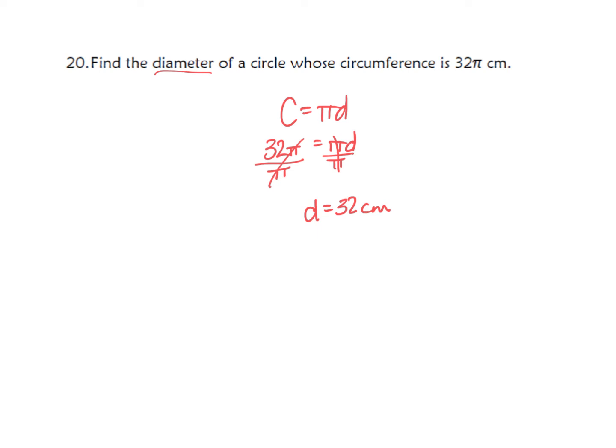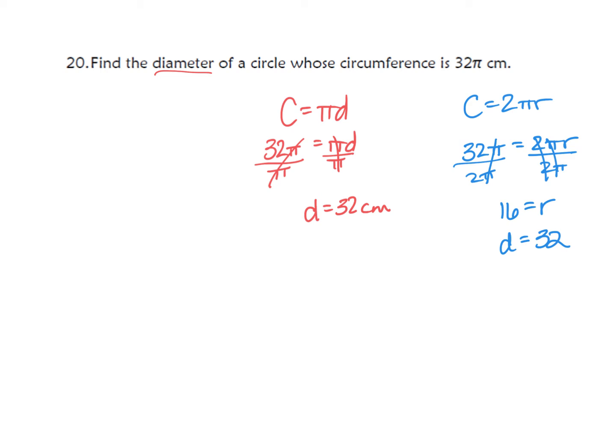Now, if you want to use that old formula of 2 pi r, we can do that as well, just we have to make sure we answer the question. So my circumference is 32 pi equals 2 times pi times the radius. So if I divide by 2 pi, pi divided by pi is 1, 32 divided by 2 is 16 equals my radius. But keep in mind, I want my diameter, so I need to multiply that by 2, and that's how I get 32.